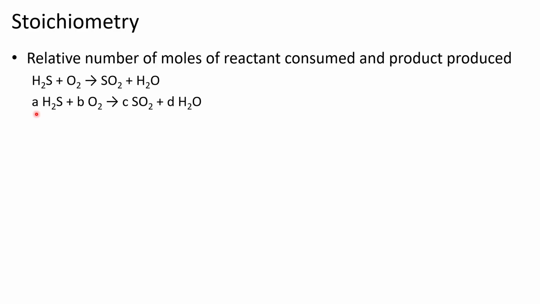So we have an A to represent the number of moles of hydrogen sulfide that will participate in the reaction. B represents the moles of oxygen. C represents the moles of SO2 produced. And D represents the moles of water that's produced.